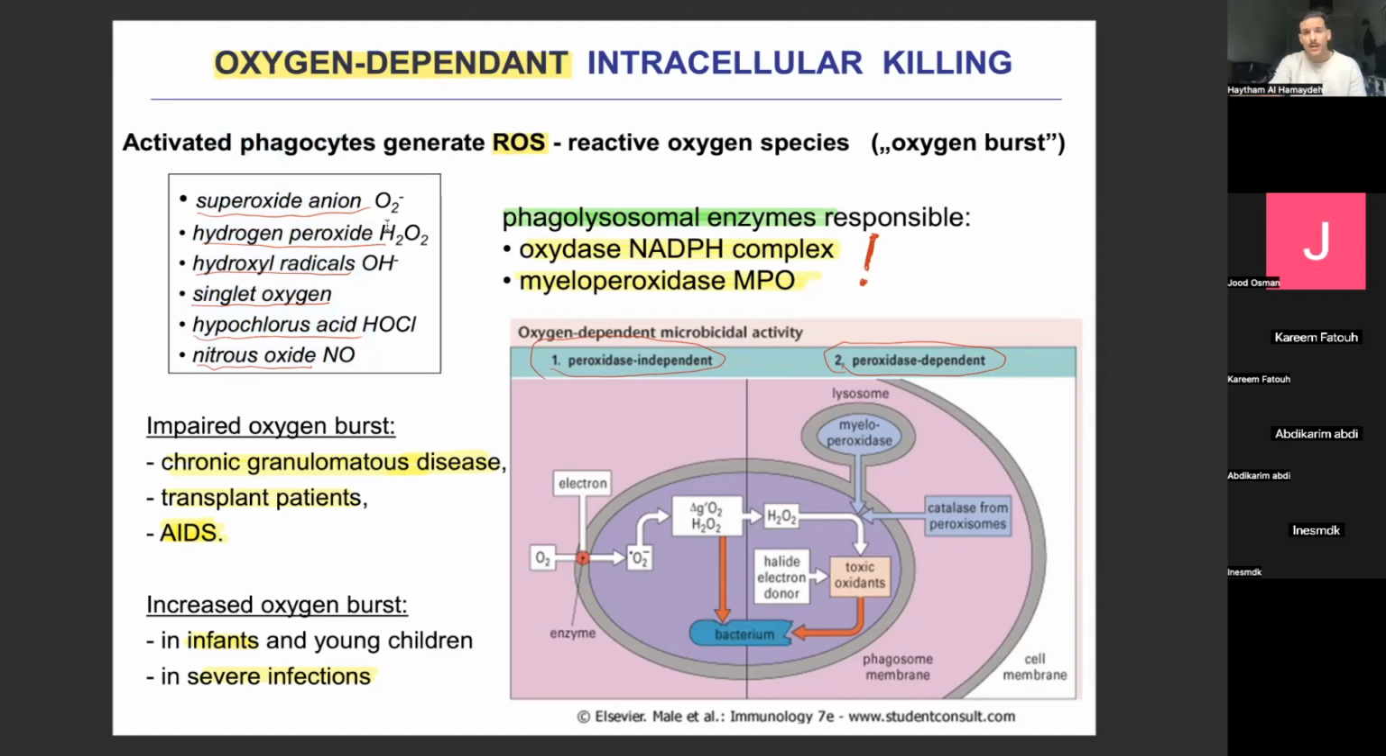Some also phagosomal enzymes present that can also... I don't know what those are. Maybe those are the things that actually produce ROS. I have no idea. If you guys can correct me. But so we know what ROS are. Yeah, you're right. So okay.